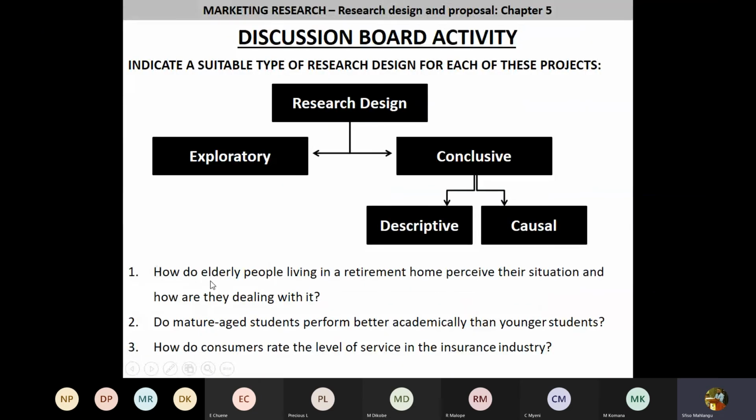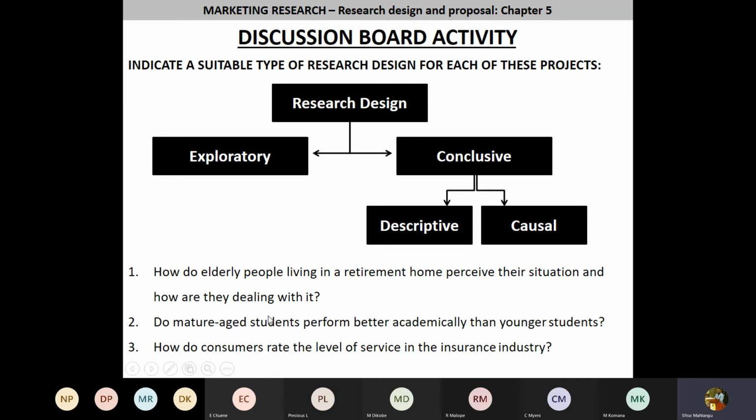The first research, it says, how do elderly people living in a retirement home perceive their situation and how are they dealing with it? First question we need to ask ourselves here is that, can we make hypotheses regarding this, or we can't make a hypothesis? If we can make a hypothesis, which means we can answer this question in two ways, yes or no, or something like that, then it was going to be descriptive or causal. But in this case, we can't make a hypothesis. We don't know how they live, how old people perceive their situation. They have to explain this to us, and then we write it down. And how are they dealing with it? Remember, we cannot develop hypotheses in terms of how does a person deal with something. They have to tell you as well. It will differ from one person to another as well. So it is exploratory.